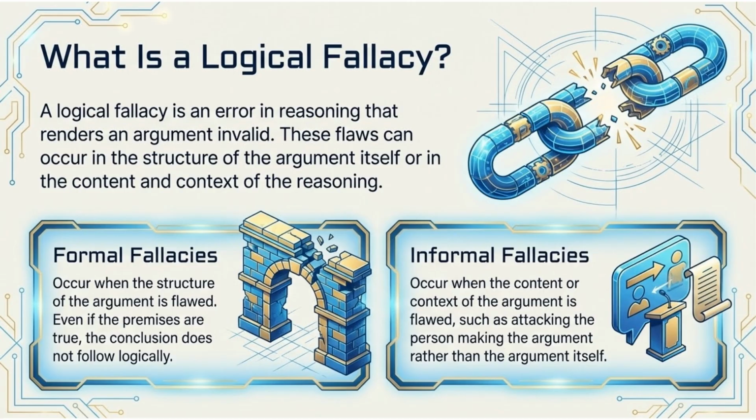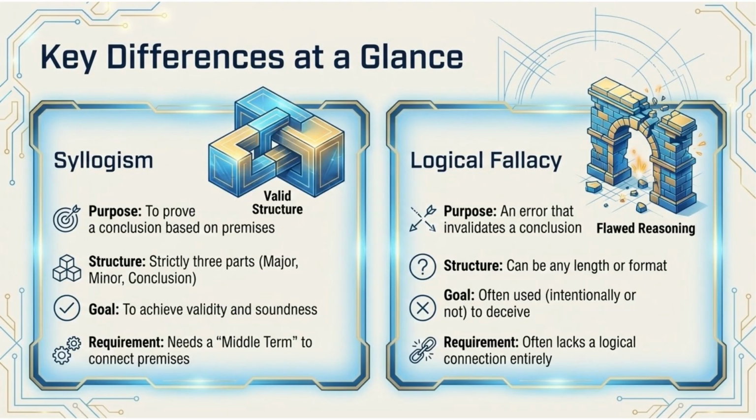A logical fallacy is an error in reasoning that makes an argument invalid. Formal fallacies involve a flawed structure, while informal fallacies concern flawed content or context. Key differences. A syllogism proves a conclusion with a strict three-part structure to achieve validity. A logical fallacy is an error that invalidates a conclusion, can be any length, and often lacks a logical connection.